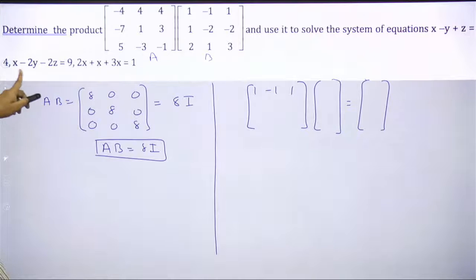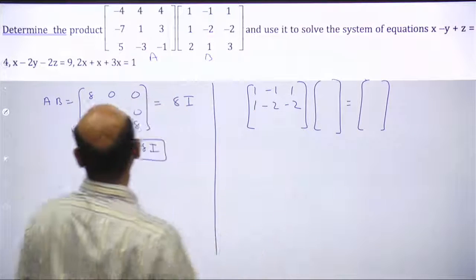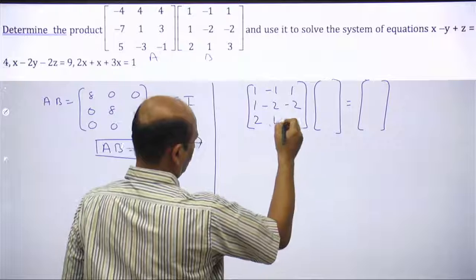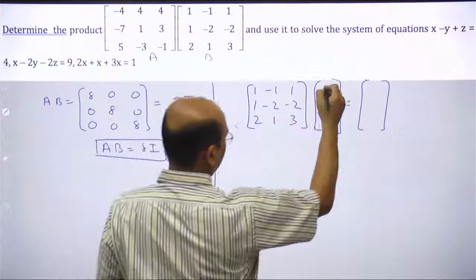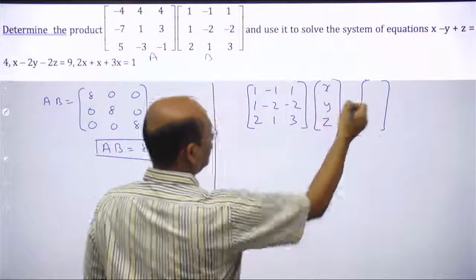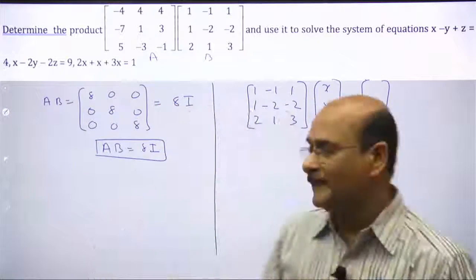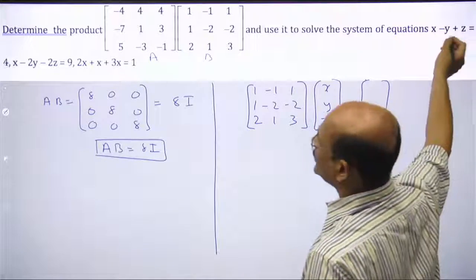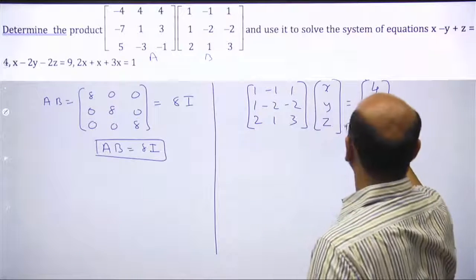So [1 -1 1], [1 -2 -2], [2 1 3], and this will be x, y, z, is equal to the constant matrix. The situation will be different by using this. So just pay attention now. This is nothing but the constant matrix: 4, 9 and 1.